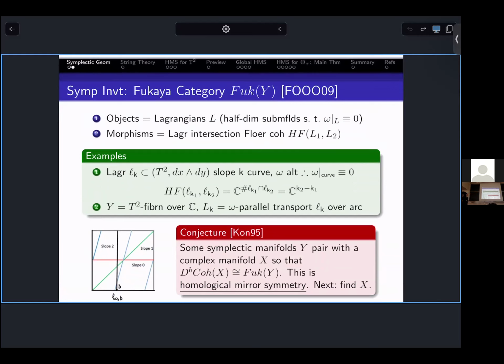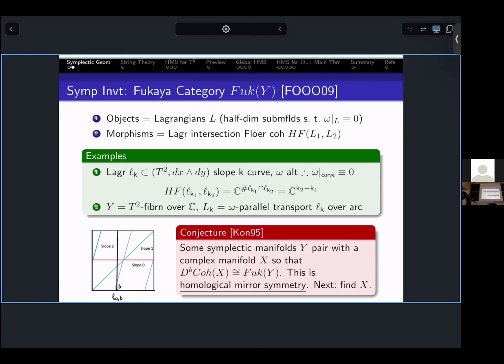Now, the Fukaya category, and my talk is about homological mirror symmetry. Mirror symmetry has a lot of different formulations, and one of them is an algebraic formulation between two categories. The category on the symplectic side is called the Fukaya category. Objects are half-dimensional submanifolds such that omega restricts to 0, called Lagrangians. And morphisms, arrows between two objects in this category, are intersection points. In fact, it's a homology theory called Lagrangian intersection Floer homology, HF.